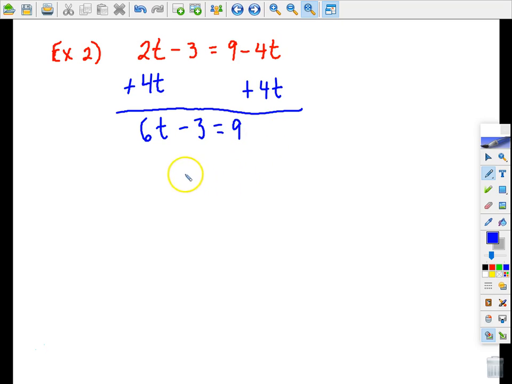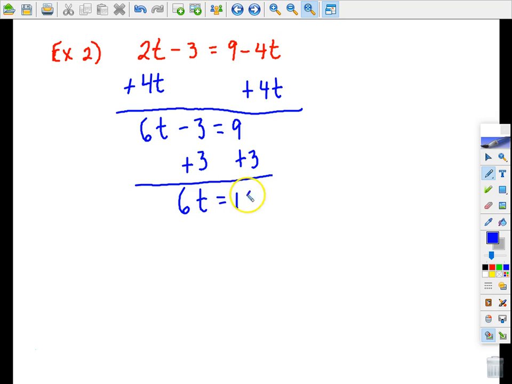And then once again, I'm going to do inverse operations in reverse PEMDAS order. So in reverse PEMDAS order, I would undo subtraction before I would undo multiplication. And the way I undo subtracting 3 is by adding 3. And we'll do that on both sides.